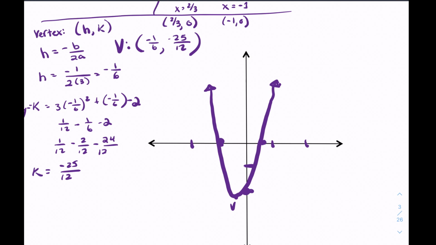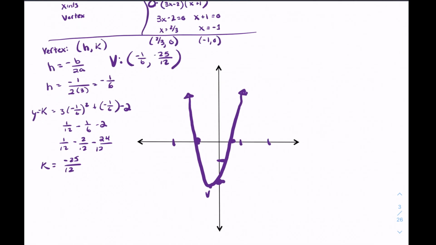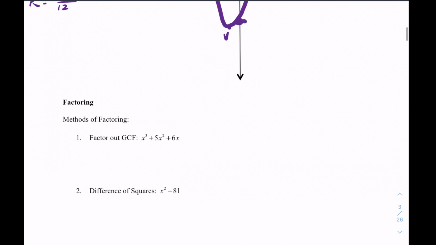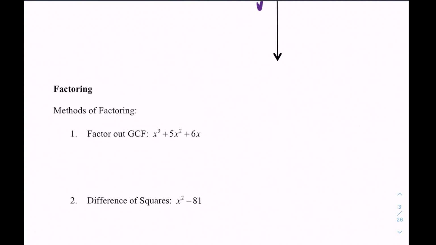So that is a quick refresher on graphing quadratics. Let's get a little more specific about quadratics. Usually when it comes to those, we're talking about factoring. So one thing you might see is if we have a polynomial that has a variable in all three terms, we first want to see if we can factor out the GCF.